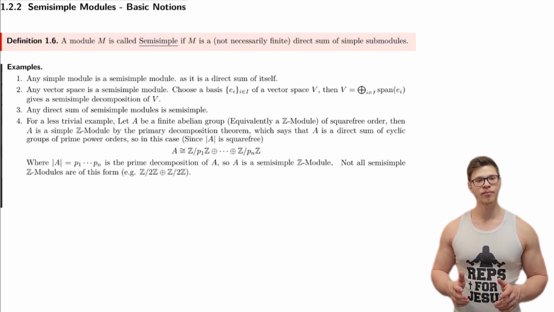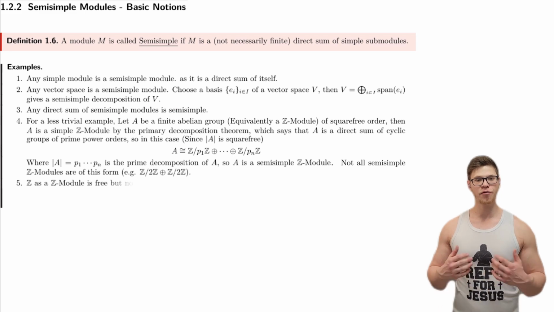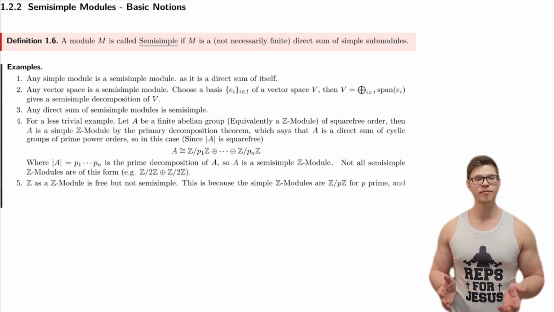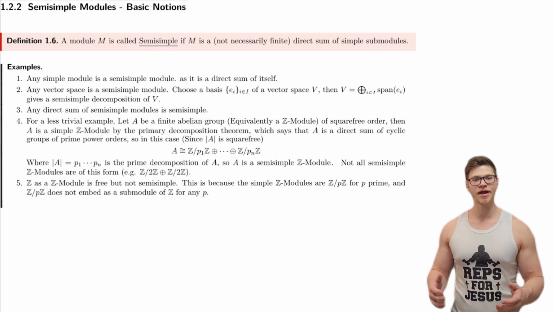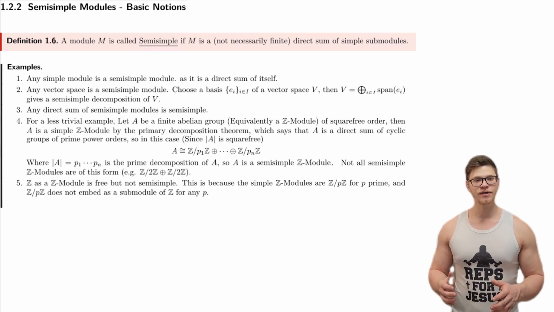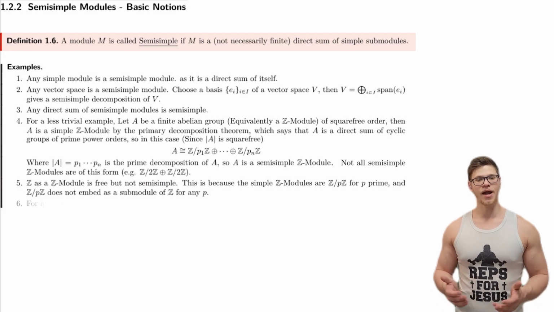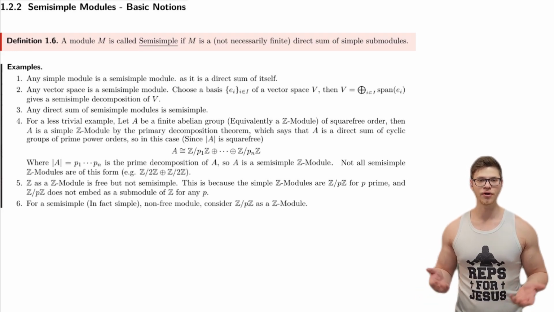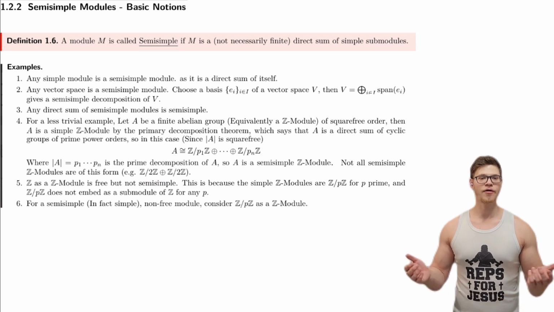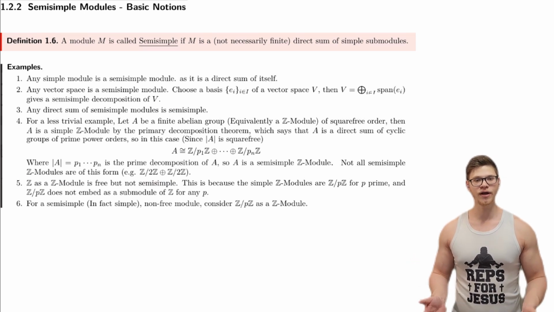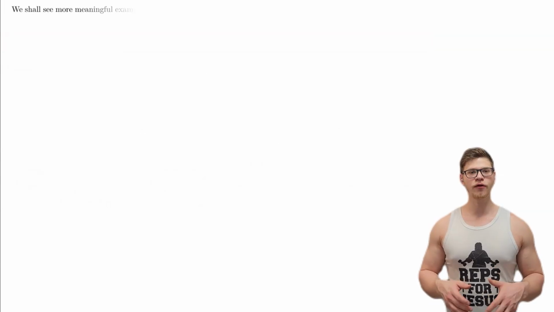As a non-example, Z as a Z module is free, but is not semisimple. This is because the simple Z modules are isomorphic to Z mod pZ for p prime, but Z mod pZ does not embed as a submodule of Z, because Z has no finite order elements. For a semisimple, and in fact simple non-free module, consider Z mod pZ as a Z module. It is obviously not free, and we know that it is simple. We will see more meaningful examples later.